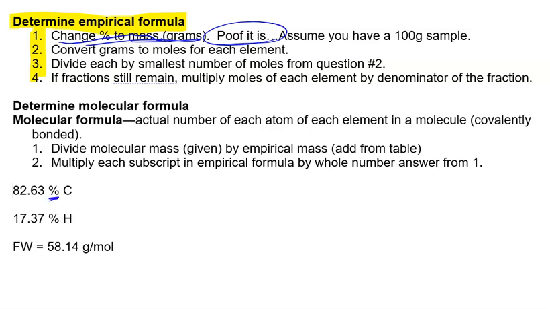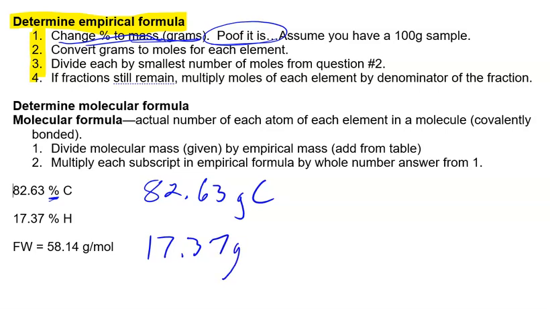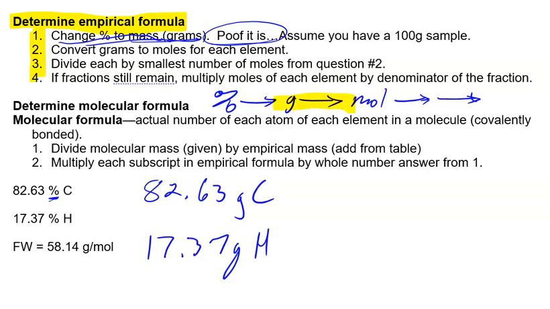82.63% of 100 is going to be 82.63 grams of carbon. And then we'll do the same thing with the hydrogen. We'll end up with 17.37 grams of hydrogen. If they give us a mass, not the percent, then we're already there. We're going to go from percent to grams, and then the second step, we're going to do a mole conversion from grams to moles. And then the next 2 steps are just steps in reduction. Any kind of math thing would do this.